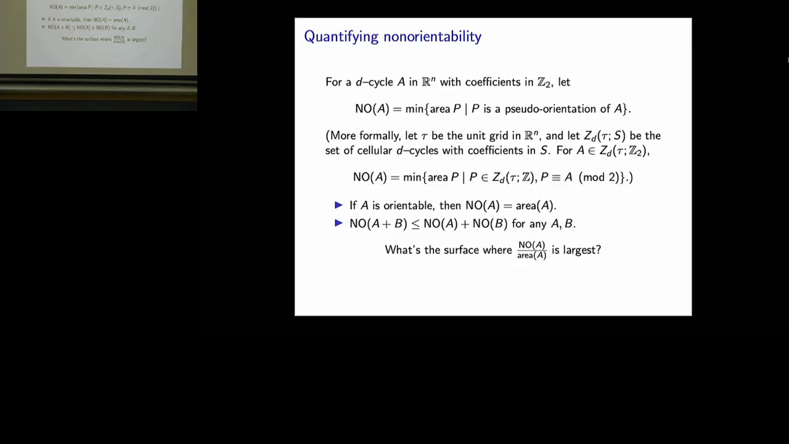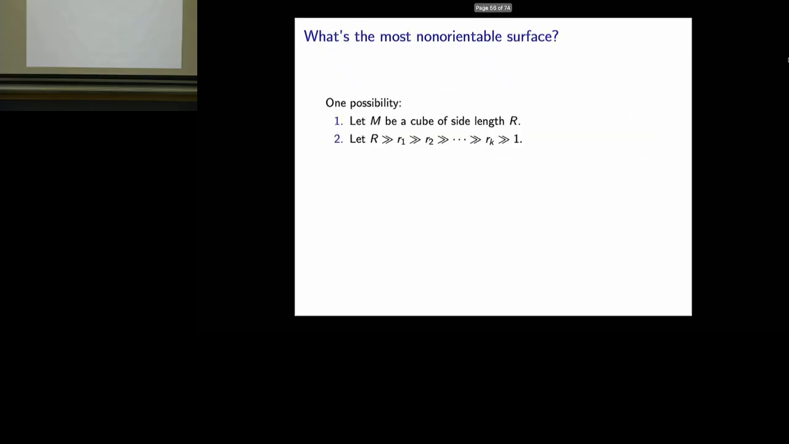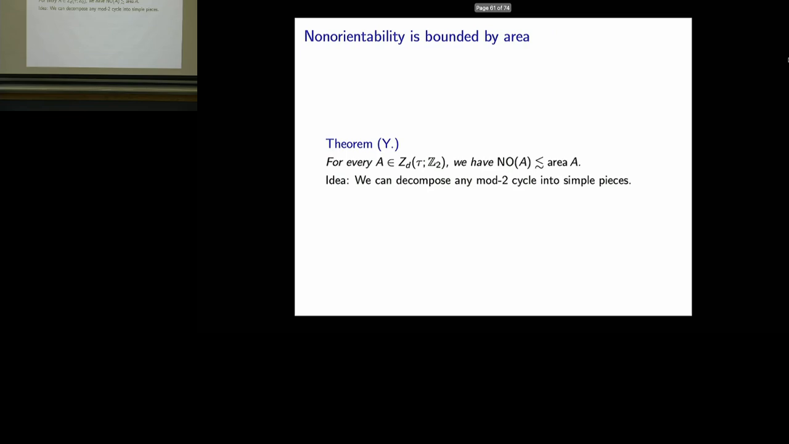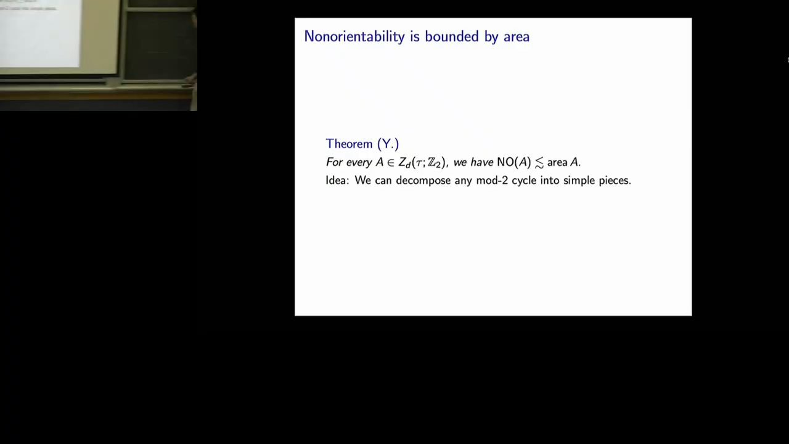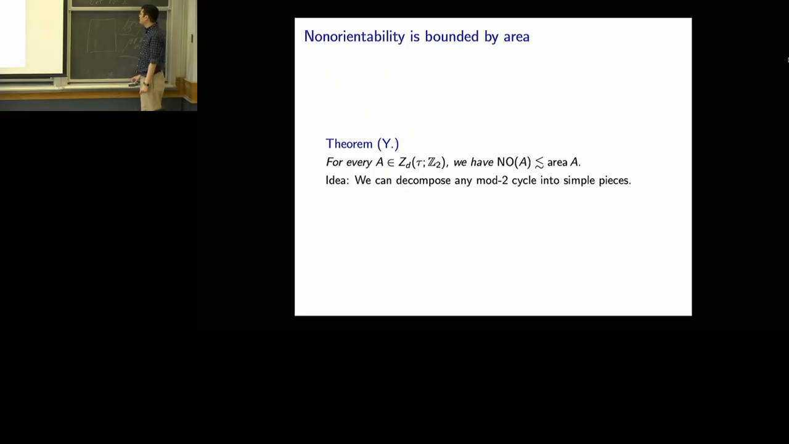Where is this largest? I can't quite tell you that, but okay, I don't have time for this. But it turns out that this ratio is in fact bounded for any surface. The non-orientability is bounded by a constant times the area. Basically, because just like we can take a Lipschitz function and describe it in terms of bumps and claim that every time we add a bump, it adds some extra area, we can do the same thing for a surface.